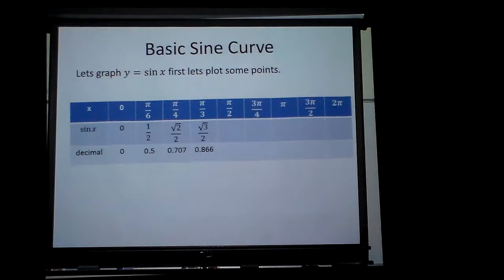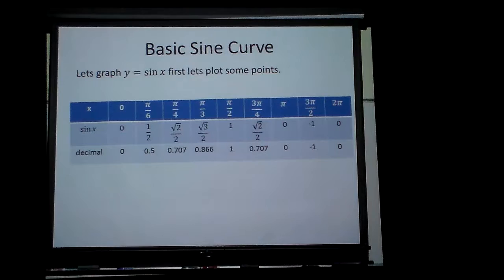And then at pi over 2, or 90 degrees, sine is going to be 1. At 3 pi over 4, it's going to be square root of 2 over 2, which is about 0.7. At pi, it's going to be 0 again. And at 3 pi over 2, it's going to be negative 1, and back to 0 at 2 pi.